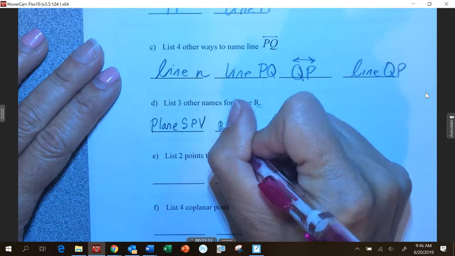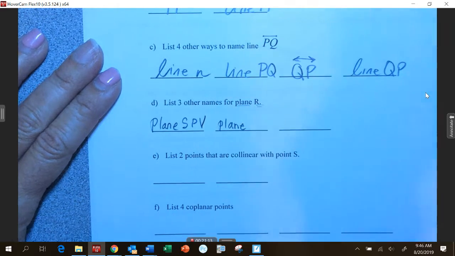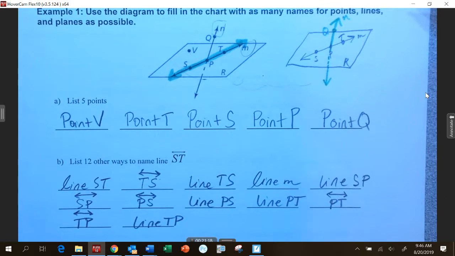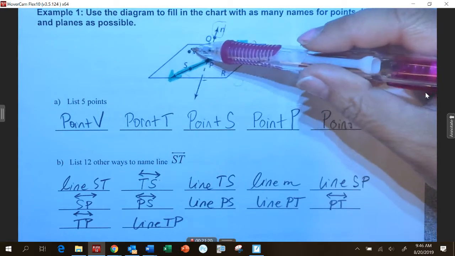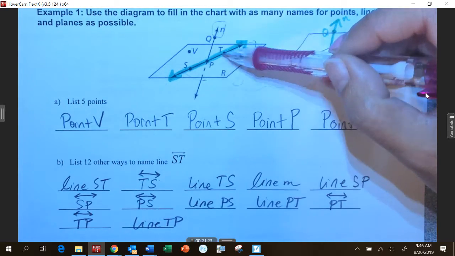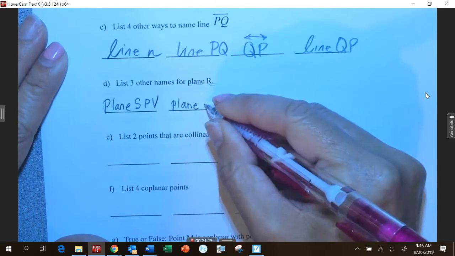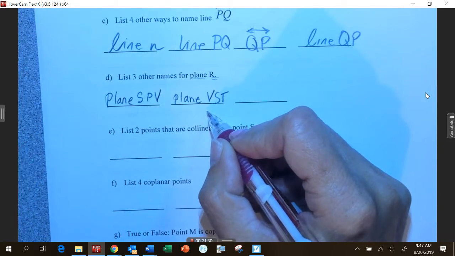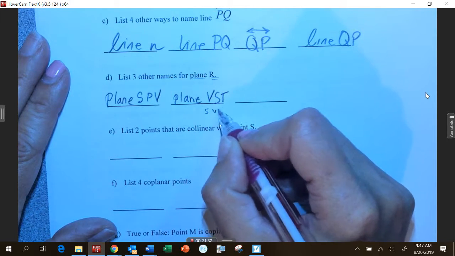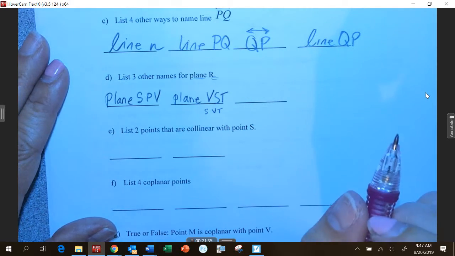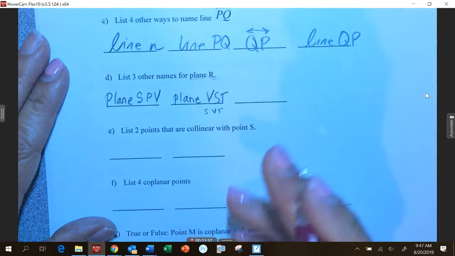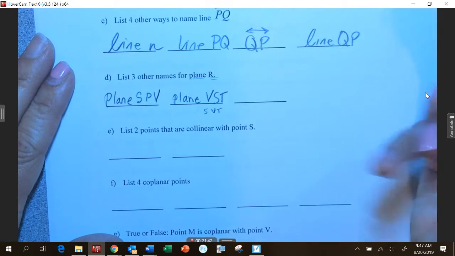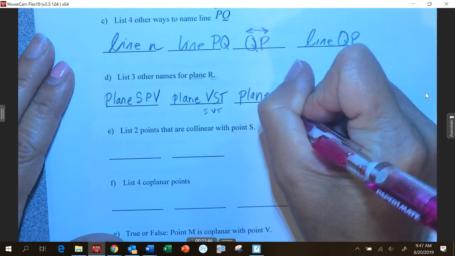So let's try another one. Plane. I need 3 letters, 3 points, that are not on the same line. Sophie, you had one? VST. Yes, that'll work. VST. And if you were thinking, well, I wasn't going to do VST, I was going to do SVT with the word plane, that's also correct. I'm just not going to list every single combination because there's a lot. Just list the ones that have different letters. And then the third one, plane.